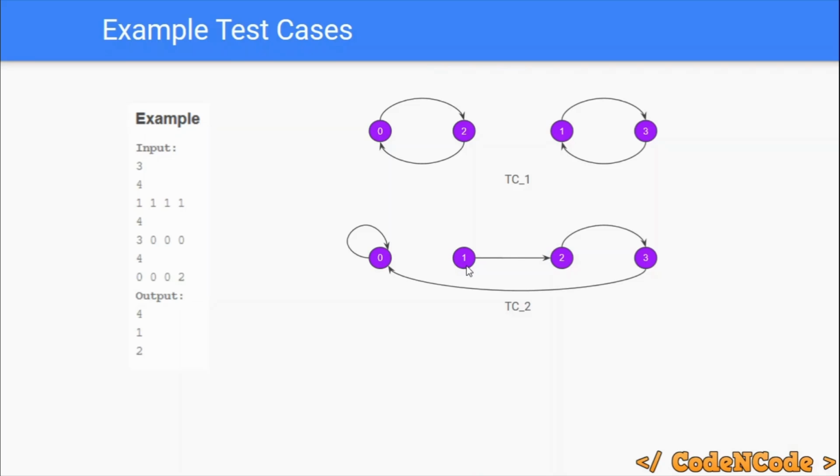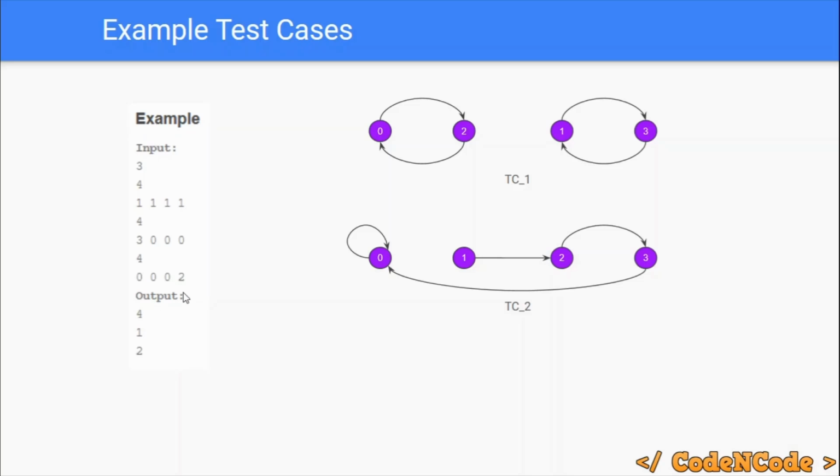Now starting from 1, can you reach 1? The answer is no. Similarly for 2 and 3, there is no way you can start from these nodes and come back to them, right? That is why these 3 are not magic boxes, while 0 is. Why? You can start from 0, take this edge and come back to 0, and that is why node 0 is actually a magic box.